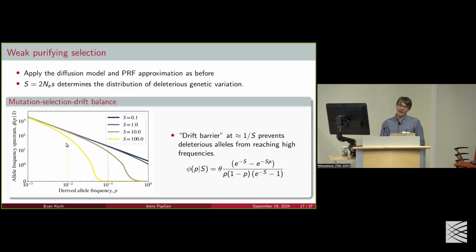And so we can conclude that as the selection coefficient goes up, natural selection prevents you from reaching higher and higher frequencies. One way in which this is conceptualized is as a drift barrier, that at approximately this 1/S frequency, selection will prevent that deleterious allele from getting any higher. And so that's drawn as these dashed lines here. And this actually provides, in many cases, a pretty good approximation to the action of selection in the case of weak purifying selection.